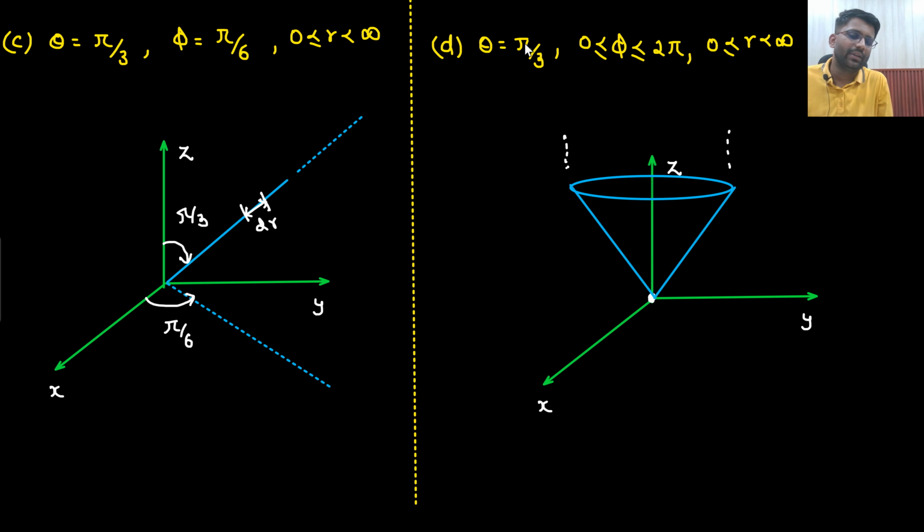Only theta equals pi by 3 is fixed. That means the angle made with the positive z-axis in the downward direction is pi by 3.